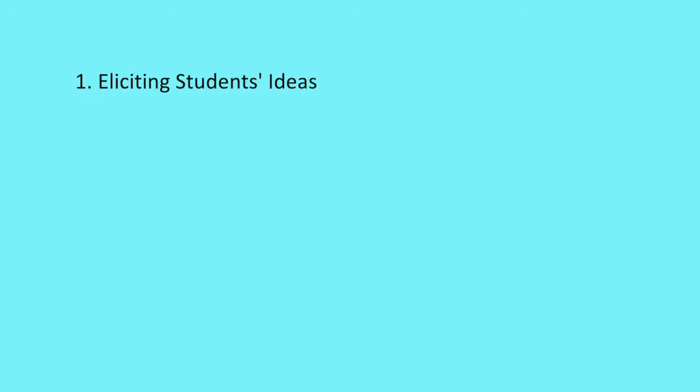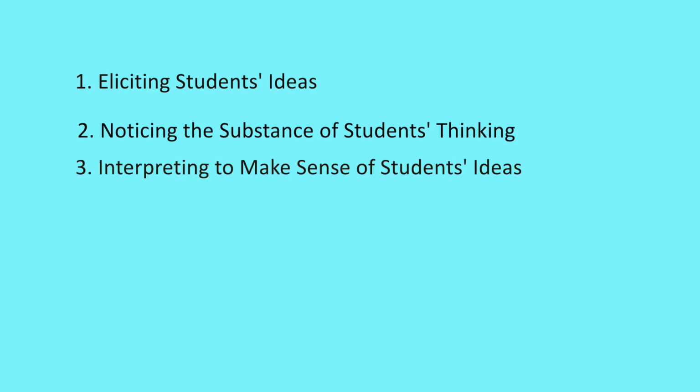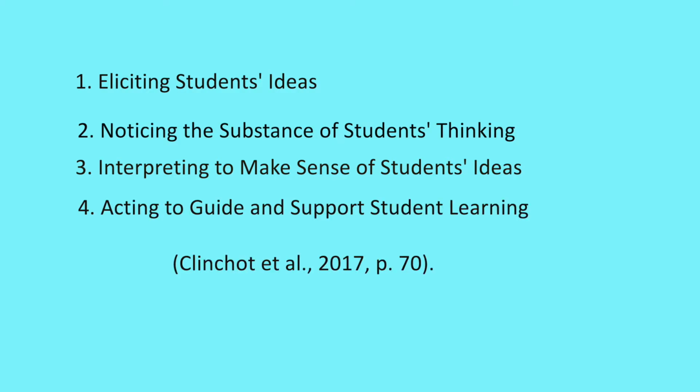Clinchot and others, in their article Better Formative Assessment, find that we can think of formative assessment as an ongoing cycle with multiple phases. Phase 1 is eliciting students' ideas. 2, noticing the substance of students' thinking. 3, interpreting to make sense of students' ideas. And 4, acting to guide and support student learning.